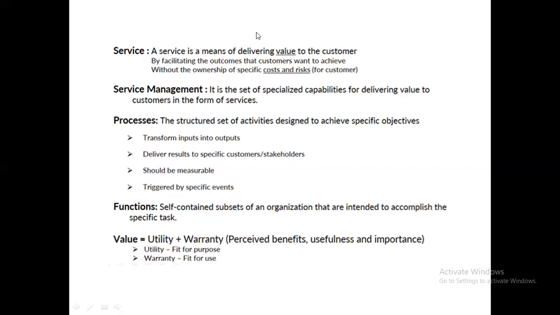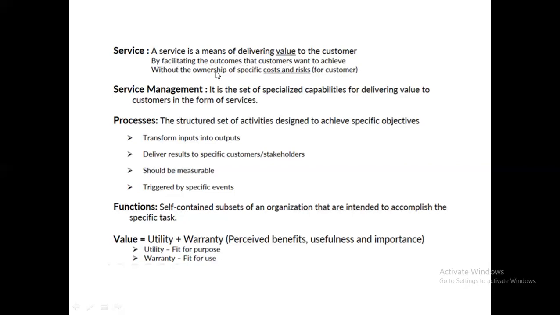That is why it is very important to understand this definition of service. It is a means of delivering value to the customer by facilitating the outcomes that they want to achieve without the ownership of specific cost and risk. And this is for customer ownership.